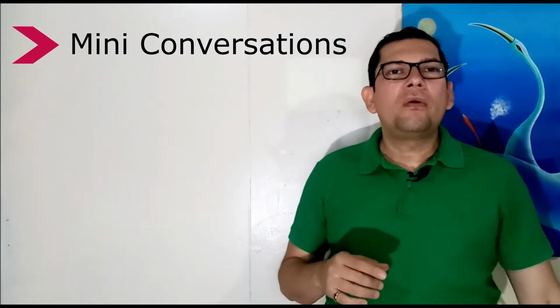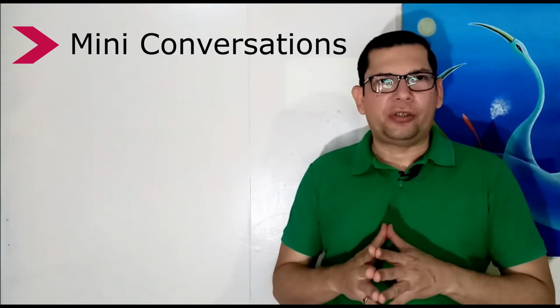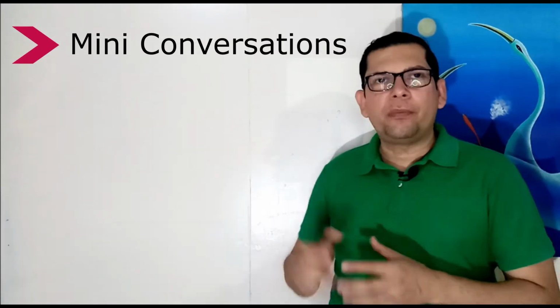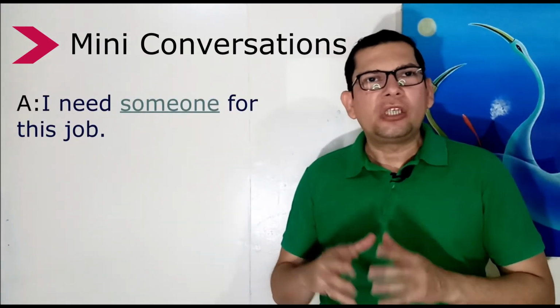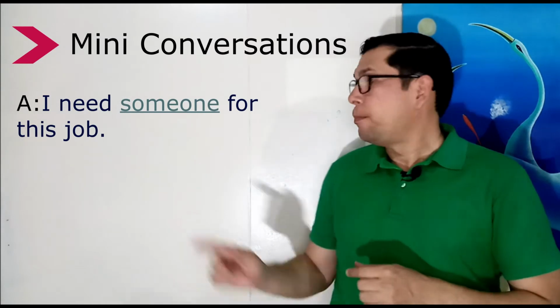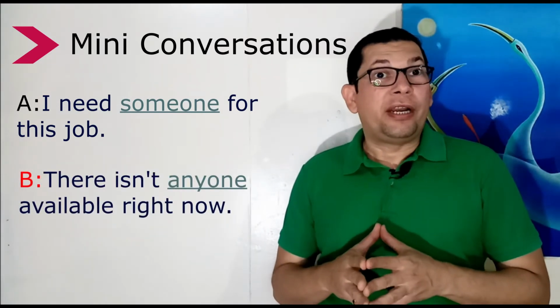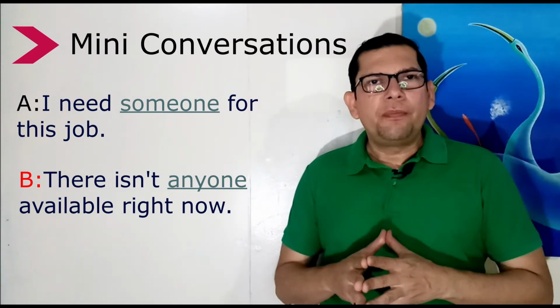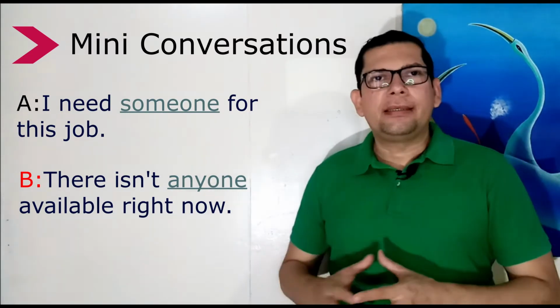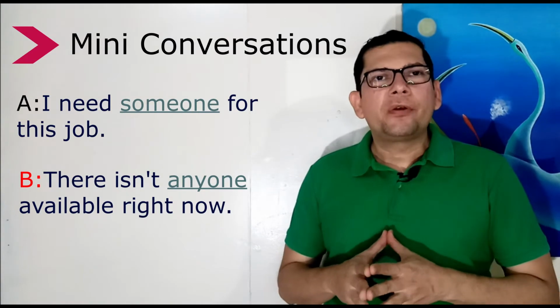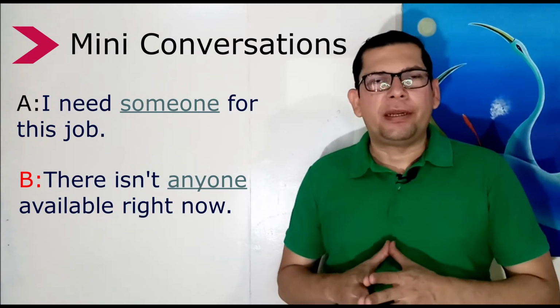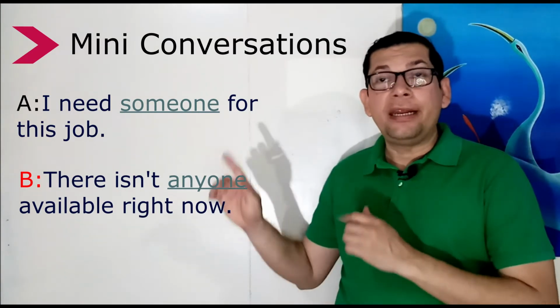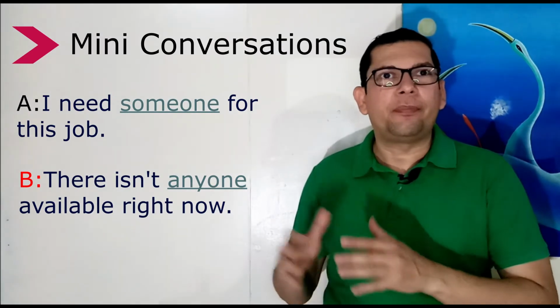Okay, let's take a look at the second mini conversation. In this mini conversation, person A says, "I need someone for this job." And person B says, "There isn't anyone available right now." What do those mean? Well, in the first sentence, we say someone because we are using an affirmative statement. And when I say I need someone, it means that I need a person.